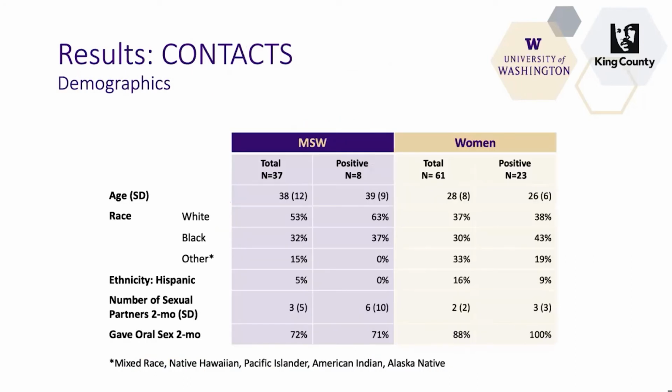This is a bit of a demographic breakdown of both the men who have sex with women who are contacts to GC as well as the women who are contacts to GC. You can see they're predominantly white, of non-Hispanic origin. And one thing to note, which we found, is that giving oral sex was much more likely in women who are positive at the pharynx than women overall or women that were negative.